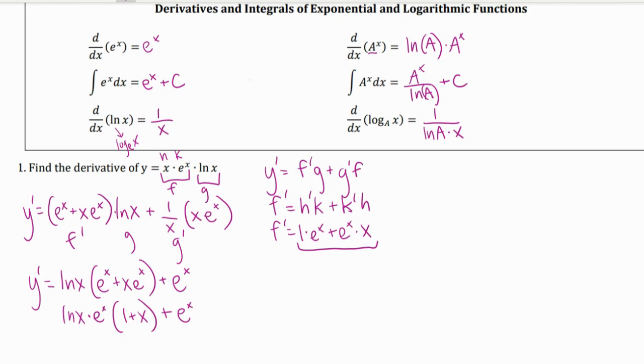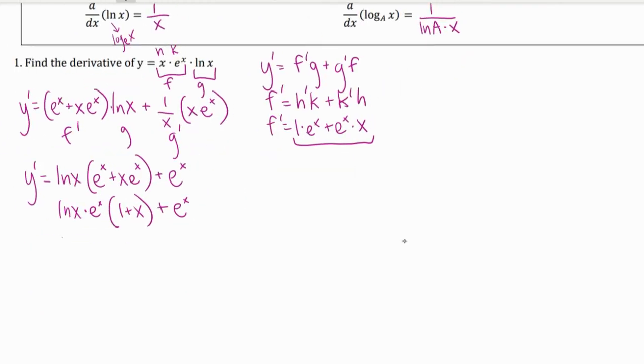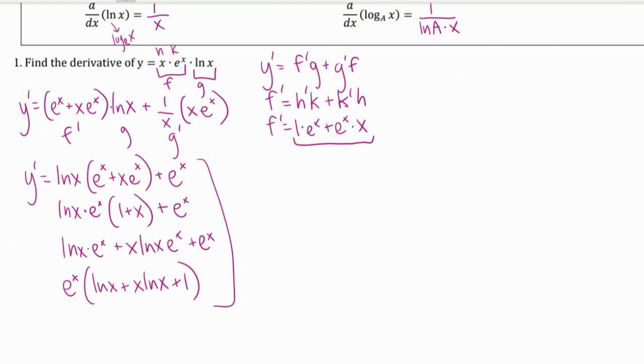You could also rewrite this just for funsies. This is ln x times e to the x plus x ln x e to the x plus e to the x. You could also factor out e to the x from all of this, ln x plus x ln x plus 1. There's a lot of different ways to write these. If this is a free response problem, I am okay with any one of those answers. Just make sure that you recognize, because it's usually multiple choice that these problems show up, that you recognize what the answer is based on how you did the problem. But any of these answers is totally fine.